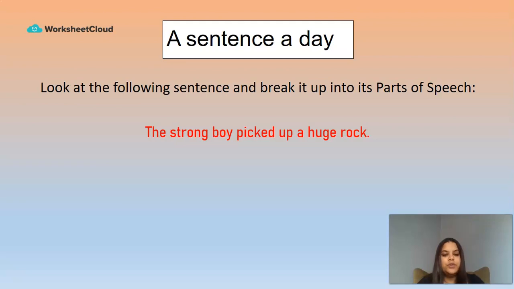I'm going to leave it on for a few seconds, grade 4s, and I'm going to give you an opportunity to break it up into its parts of speech. For the purposes of fun, the strong boy picked up a huge rock. 1, 2, 3, 4, 5, 6, 7, 8. There are 8 words. So I'm going to give you a mark out of 8, or you give yourself a mark out of 8 when you get the answers right. Okay, so starting now, write down the sentence, break it up into its parts of speech, and see how many out of 8 you get.